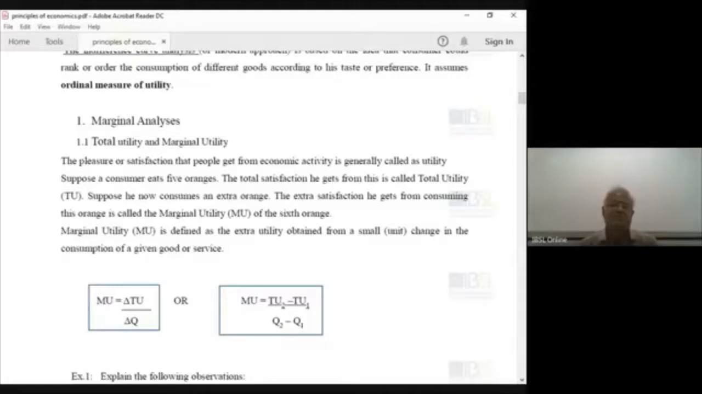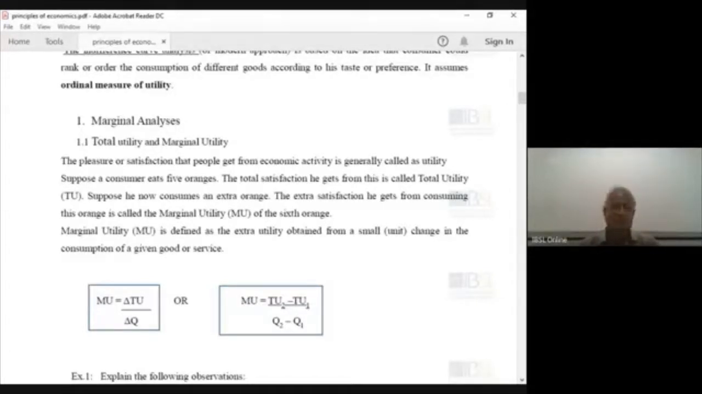So for example, suppose a consumer eats 5 oranges. The total satisfaction he gets from this is called total utility, TU. Suppose he now consumes an extra orange, one more orange. He has 5 oranges, now he has one more. The extra satisfaction he gets from consuming the 6th orange is called the marginal utility of the 6th orange.